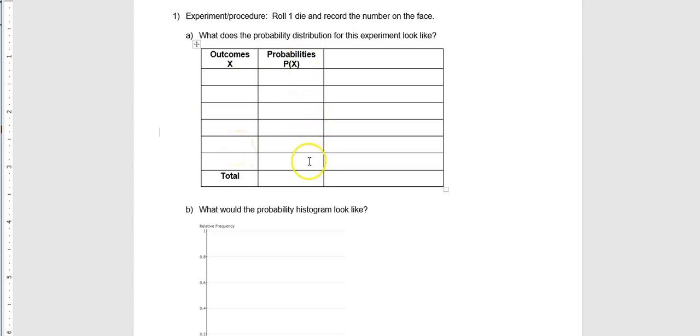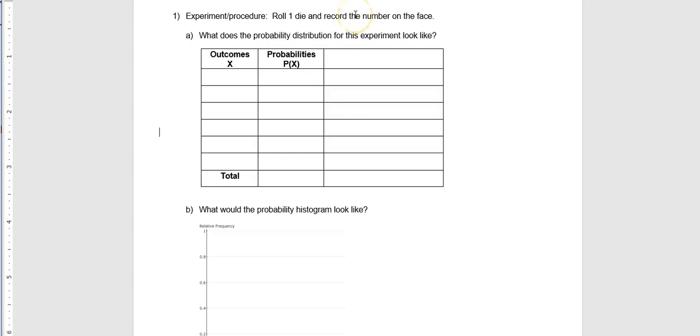The next column is going to be probabilities. These can be in fraction form, in decimal form, or they can even be listed as percentages. But for most of what we're going to do here today, we're either going to list them as fractions or as decimals.